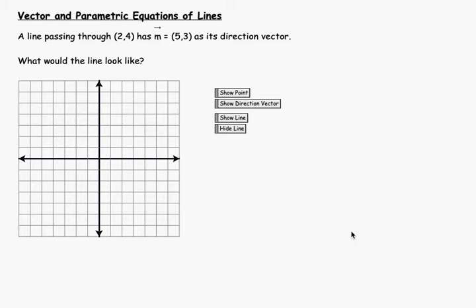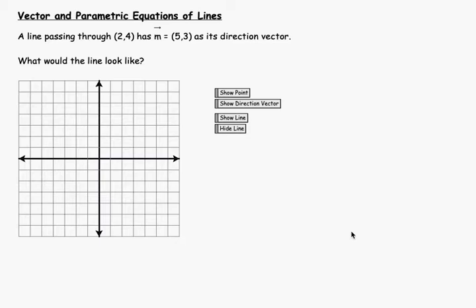So we're now starting work on a new unit. This is Unit 8, equations of lines and planes. We're going to be looking at both R2 and R3. The first lesson will focus on R2, and we're going to be looking at vector and parametric equations of lines in R2.